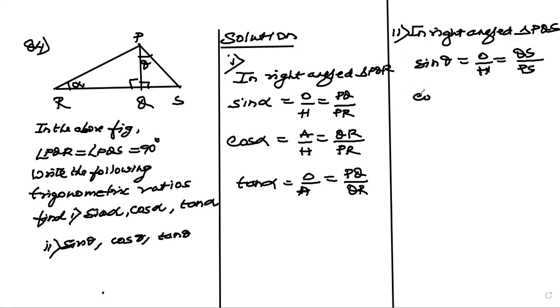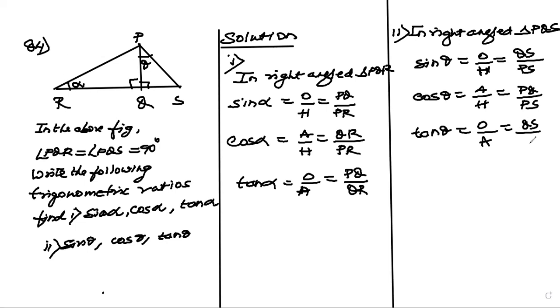Then I want cos theta. You can see, children, cos theta is adjacent side upon hypotenuse. What is the adjacent side of theta, children? PQ. And which is the hypotenuse, children? PS. So PQ upon PS. You can see here for theta, PQ is the adjacent side, PS is the hypotenuse. Then tan theta. Tan theta is, children, opposite side upon adjacent side. For theta, the opposite side is QS, and which is the adjacent side, children? Adjacent side is PQ. Got it, children?